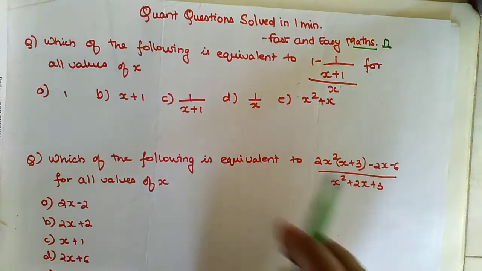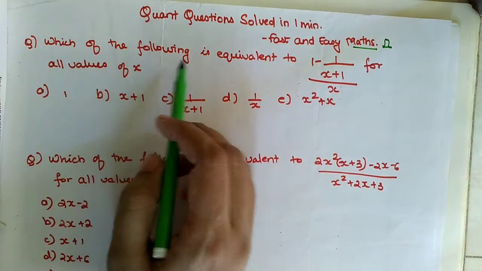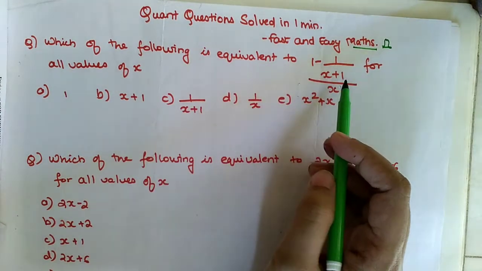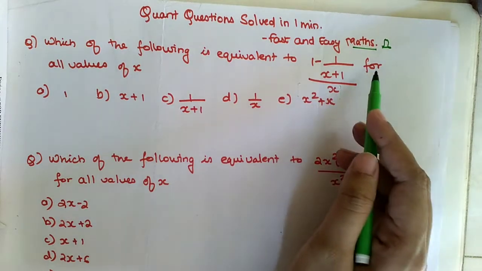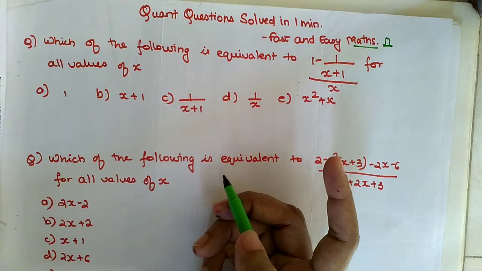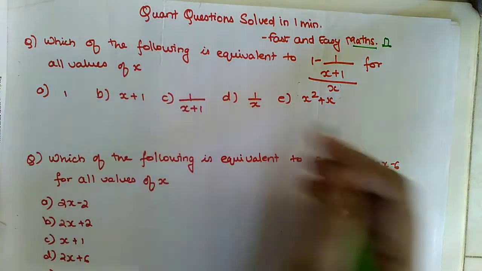So let's begin with the first question. Which of the following is equivalent to 1 minus 1 upon x plus 1, the whole thing divided by x, for all values of x? Like I said, there are two ways to solve it. The first way is the conceptual way.